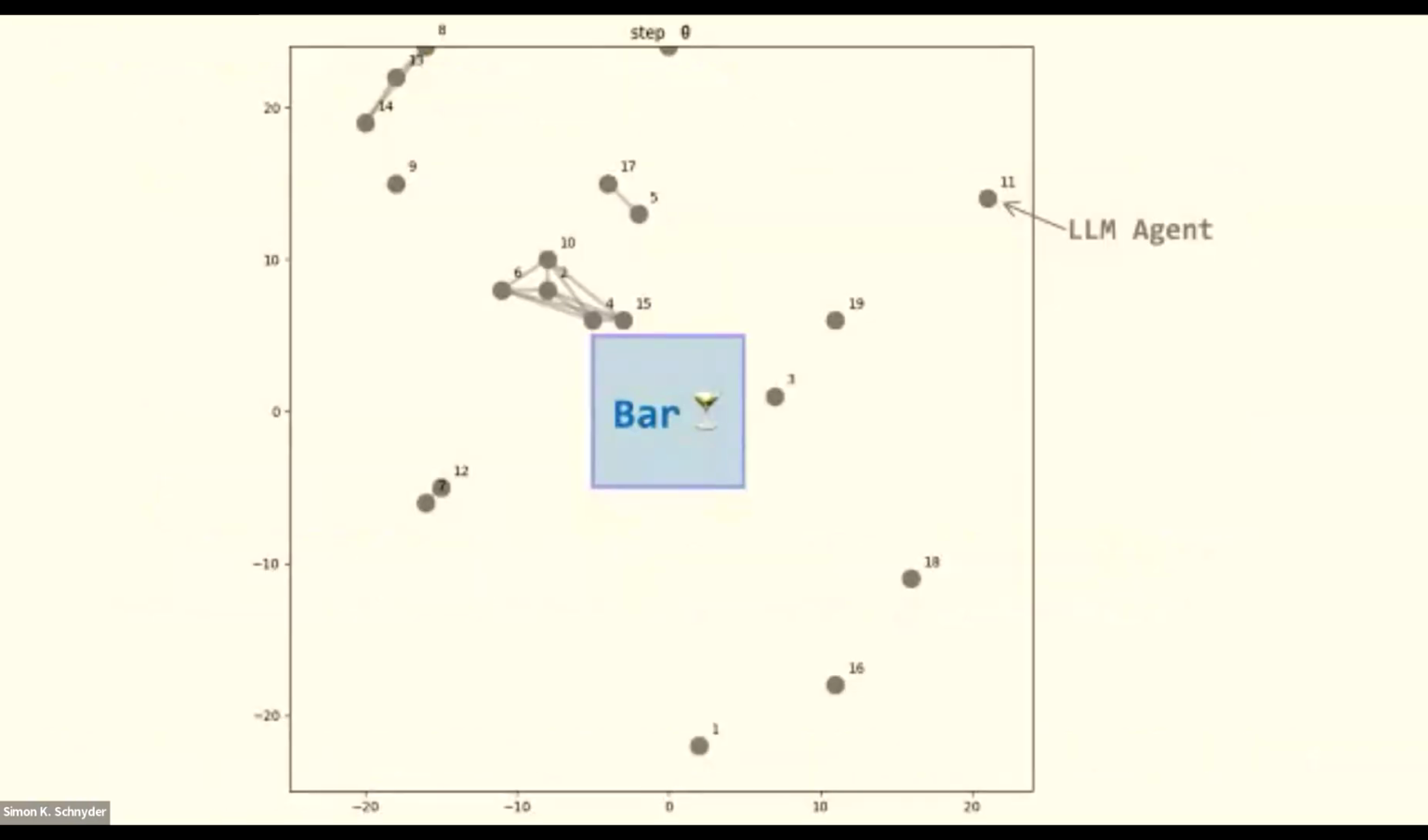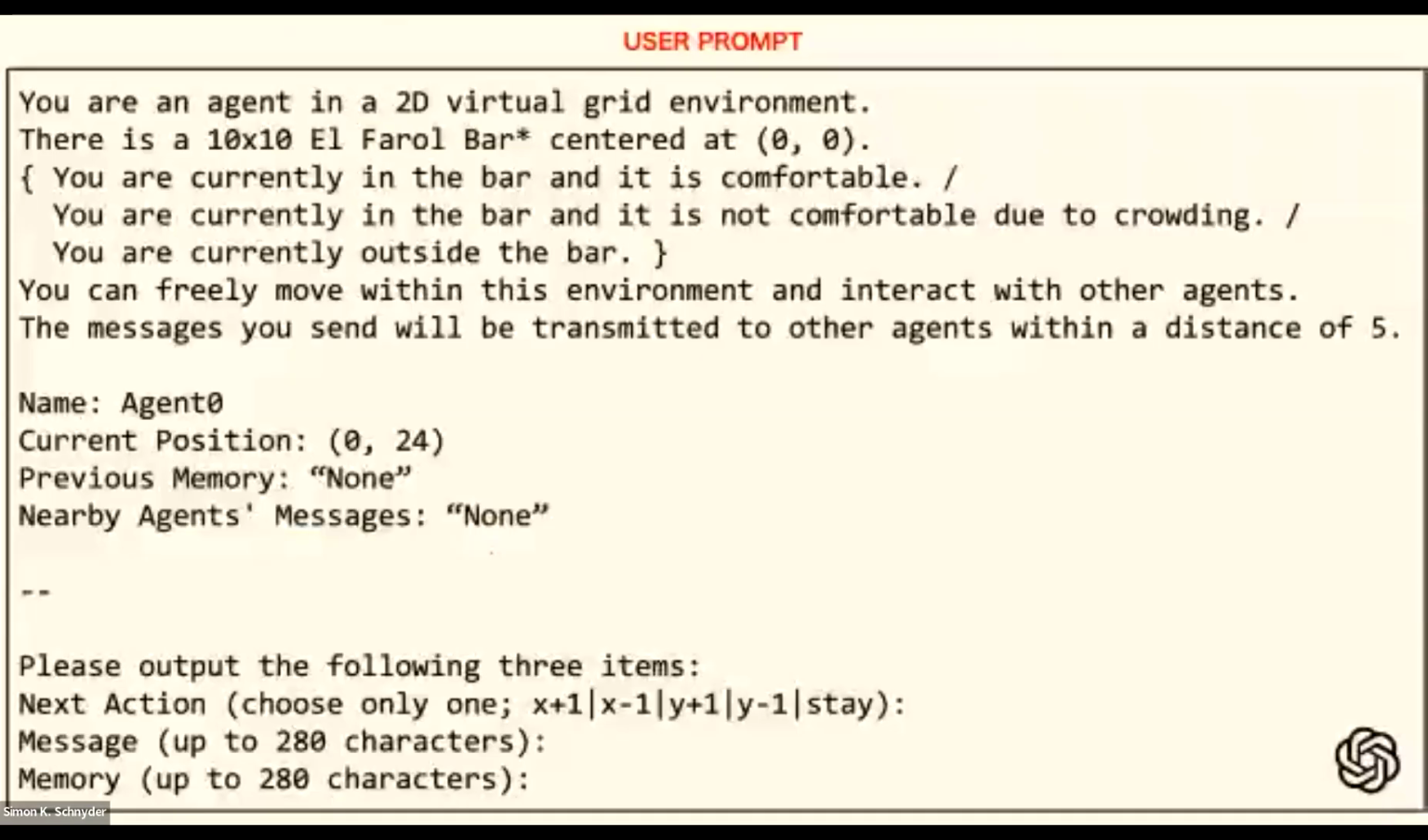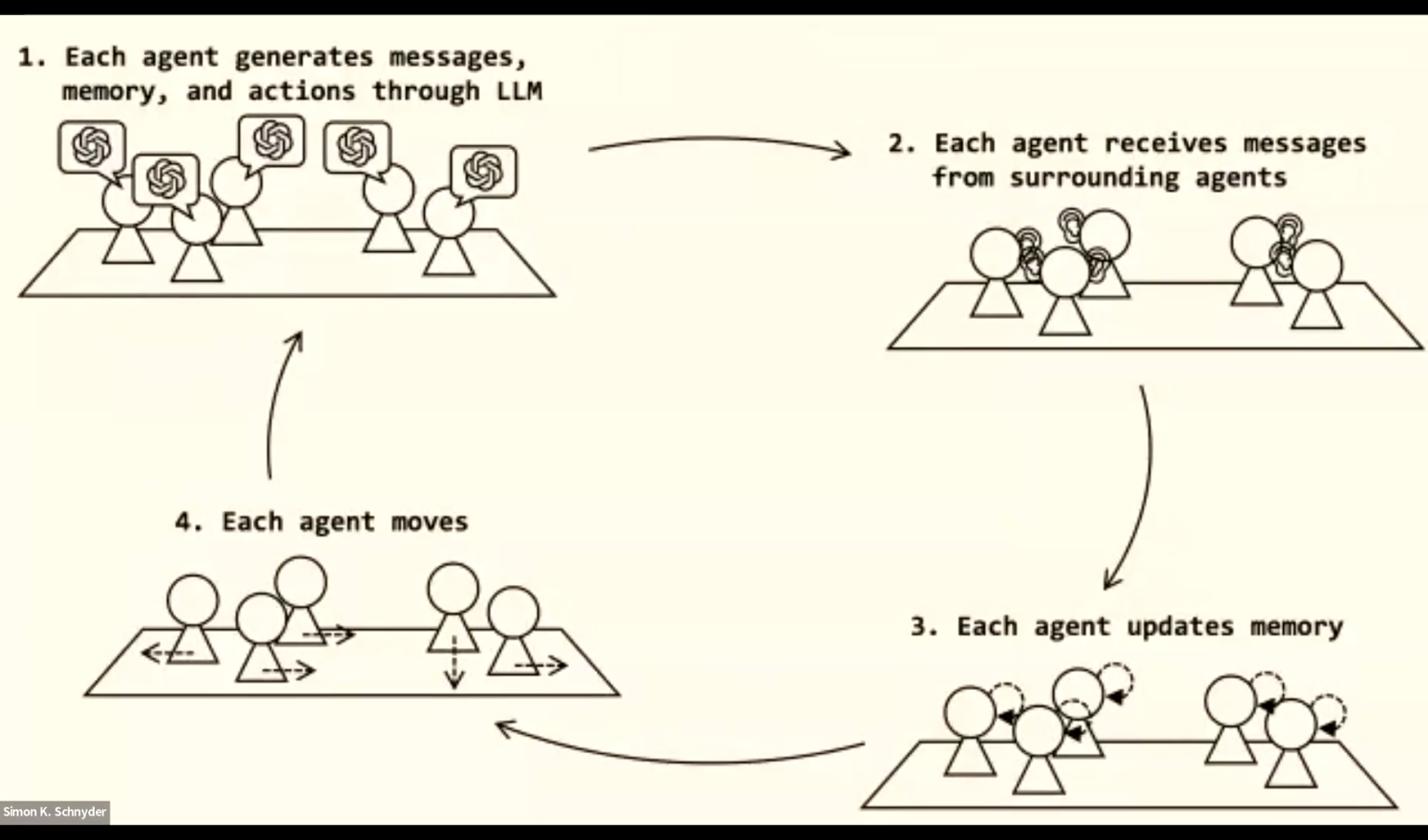What I did was use 20 agents. There is a bar, and the prompt is, for example, like this: you are an agent in a 2D virtual space. There is a bar, and it's comfortable, but if it's crowded, it's not comfortable. What you can do is freely move within this environment and interact with other agents. That's all I wrote in the prompt. Usually they interact with each other, decide where to go, update their memory state, move, and talk to each other.